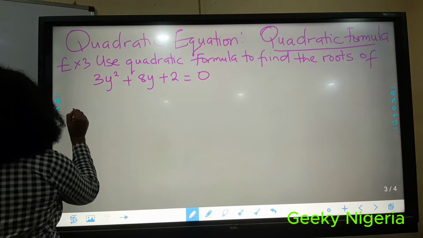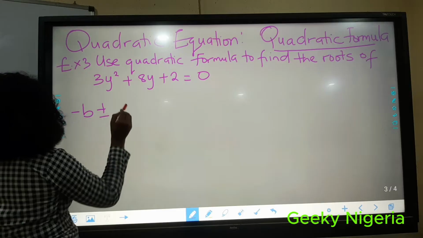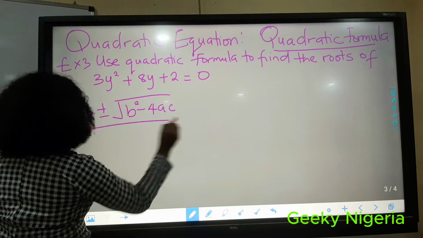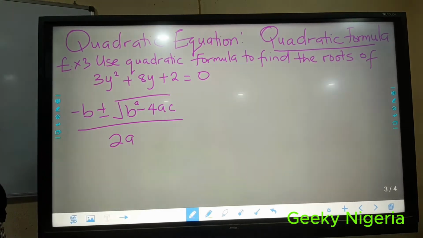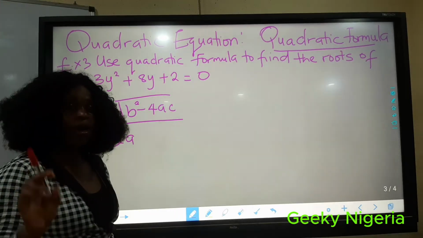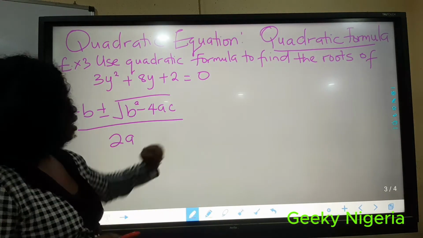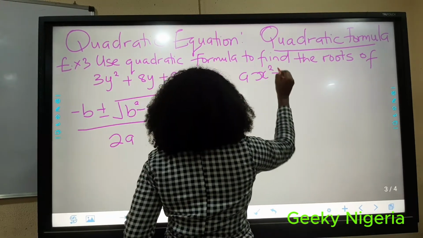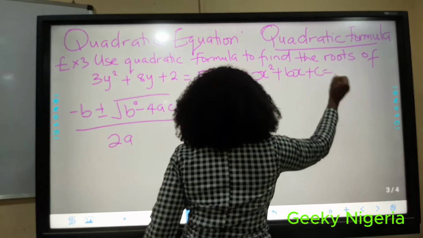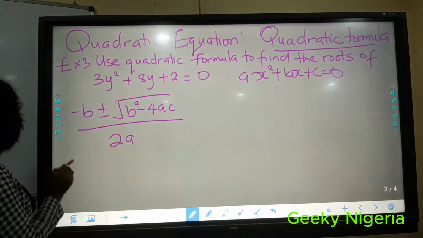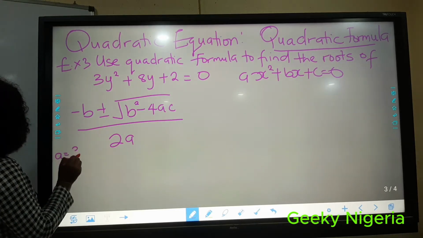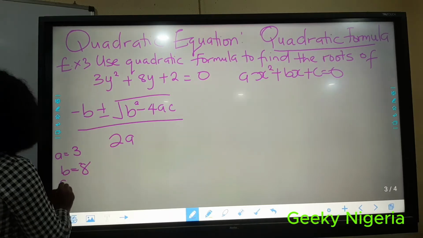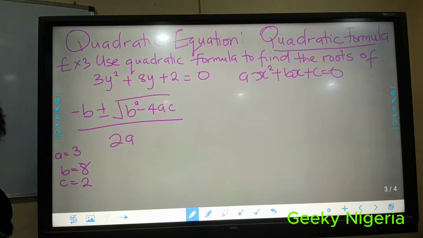So what's our quadratic formula? Our quadratic formula is minus b plus or minus the square root of b squared minus 4ac all over 2a, right? And I've always told us to try to identify our a, our b, and our c. So from here, like I said, always try to represent it as ax squared plus bx plus c is equal to 0. So it means here our a is 3, our b is 8, and our c is 2.